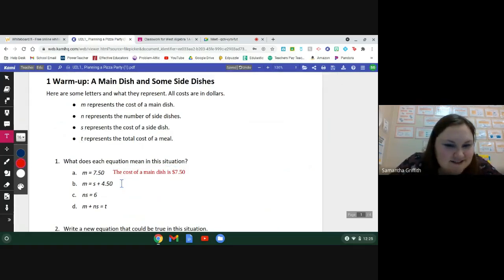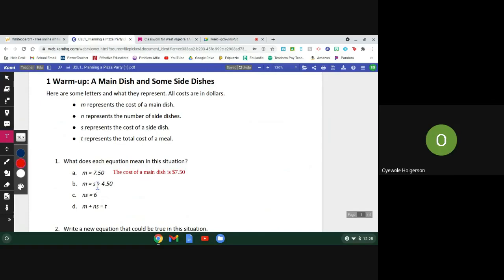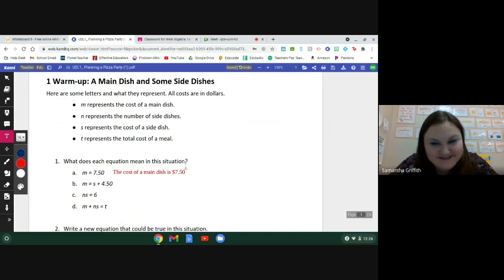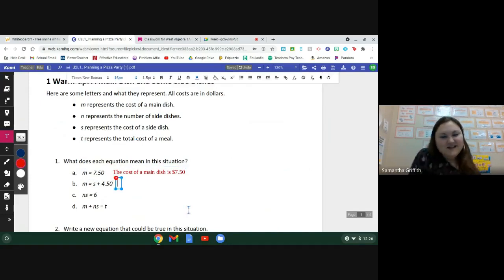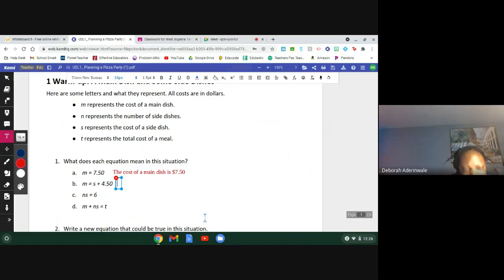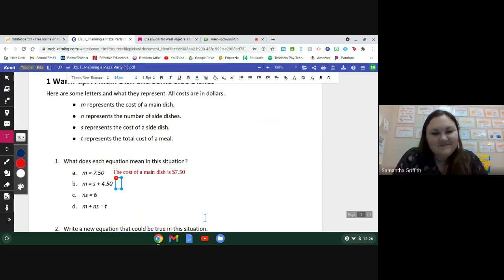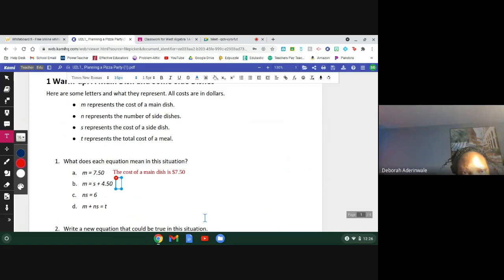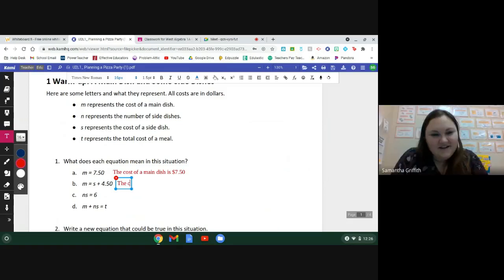Io, do you agree? Yes. Yeah. We know M is the cost of a main dish. We get the sentence here. What about this next one? M equals S plus 4.50. M is still the main dish, but that means M equals the side dish plus $4.50. Maybe that's the tip. We don't know because it doesn't specify. So we've got the cost of a main dish is equal to, you said S is what? Side dish. So the cost of a main dish is equal to the cost of a side dish plus $4.50.